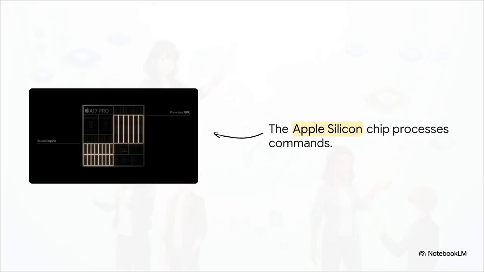And right at the absolute center of that physical city is the processor, the Apple Silicon chip. This is where the heavy lifting actually occurs. When your tap says, hey, open this app, the physical crunching of those numbers happens right here, entirely driven and directed by the operating system.